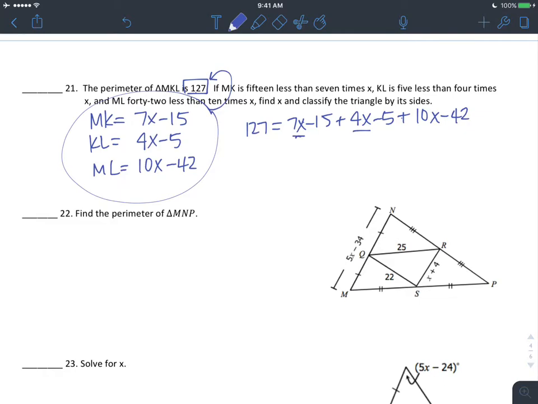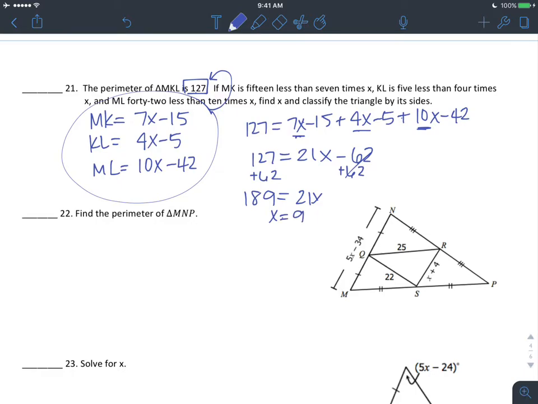So if we combine our like terms, we'll have 7, 4, and 10x, which is 21x. We're going to have 15, 5, and 42. So that's going to be minus 62. So add 62 to both sides. 21x equals 189. So divide by 21, and we're going to get x equals 9.